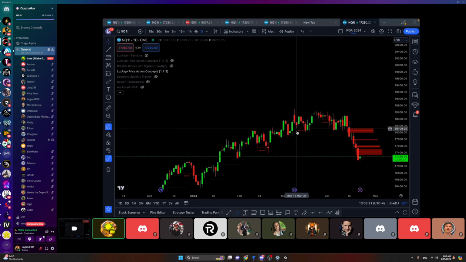This here is the actual change in the character of the market. This is an actual change in the market structure. So this is a shift in market structure. So we're bullish. At this point, we're bearish.